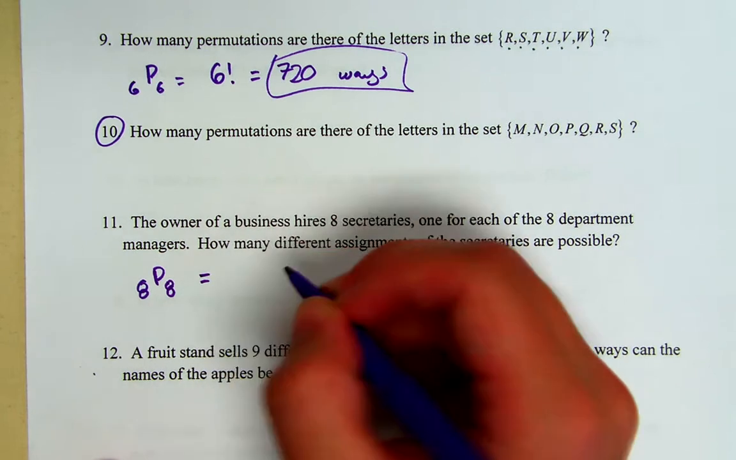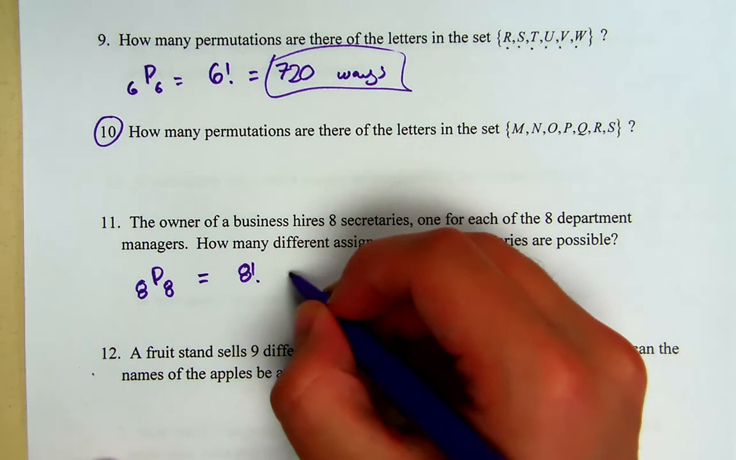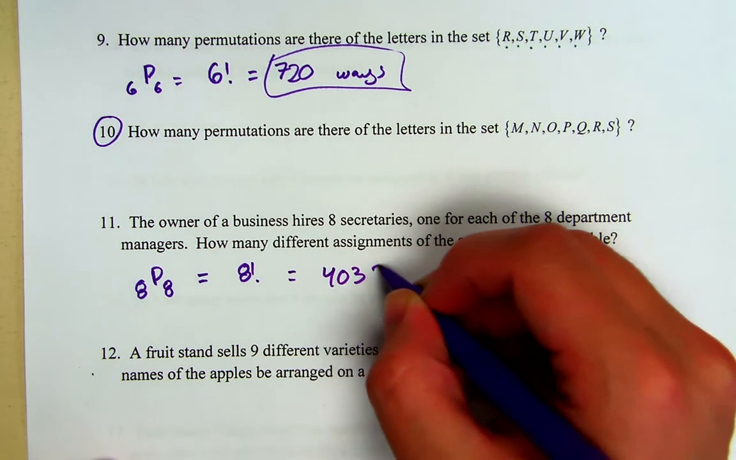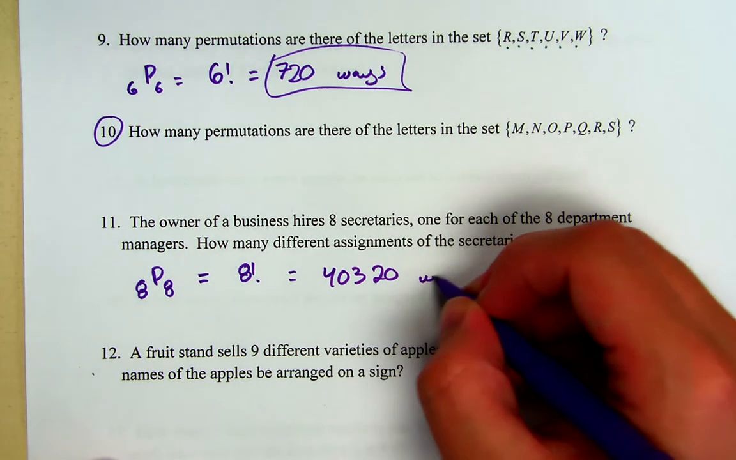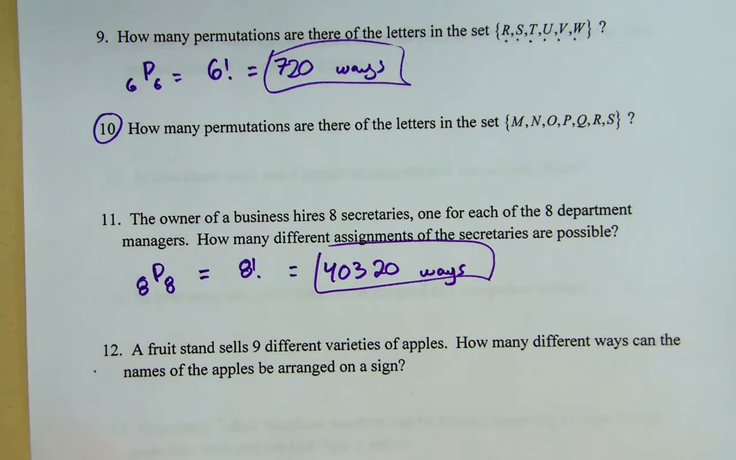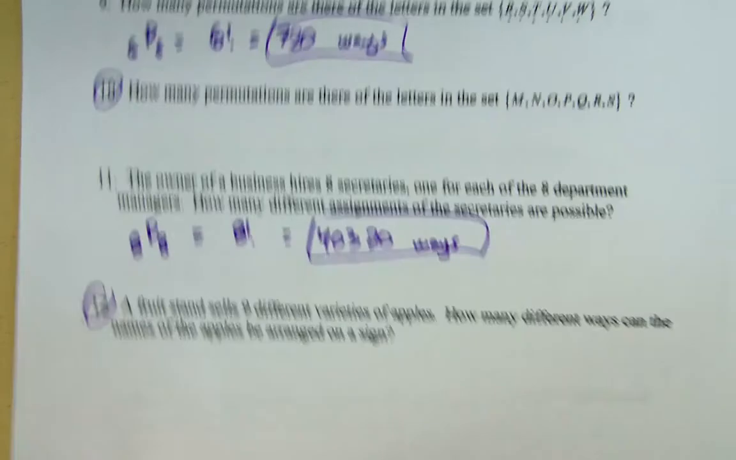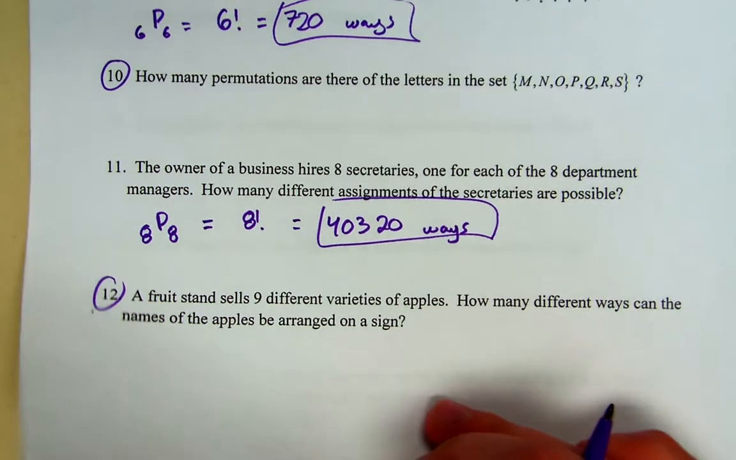Alright, so 8P8 is 8 factorial. And if we do that, we get 40320 different ways. Now you don't really have to put the number of ways. Alright, fruit stand selling apples, again, how many different ways? Fairly self-explanatory, you can do that one on your own.